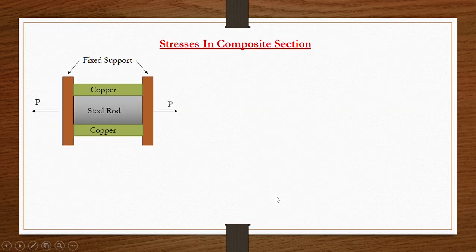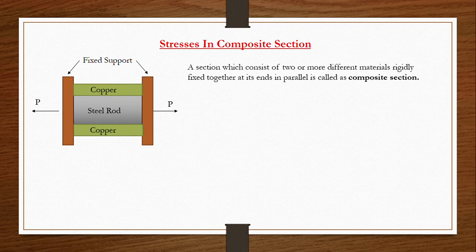Next is stresses in composite section. As you can see, when the body is formed by two different types of metal, then we are going to study the stresses in a composite section under axial force. The body shown is a composite section formed by two metals, that is copper and steel. A section which consists of two or more different materials rigidly fixed together at its ends, parallel, is called a composite section.